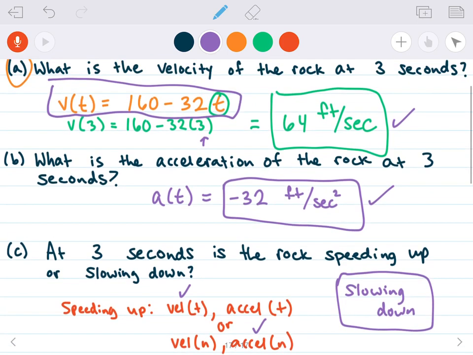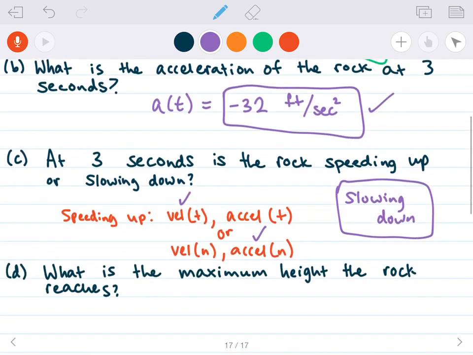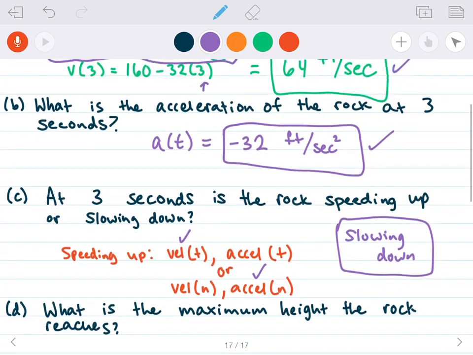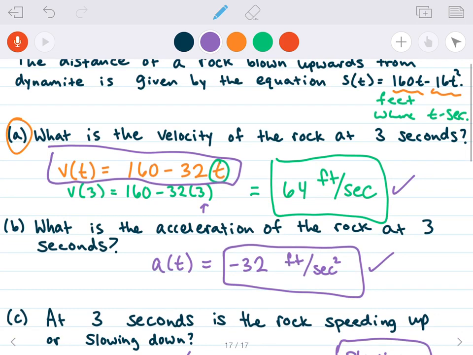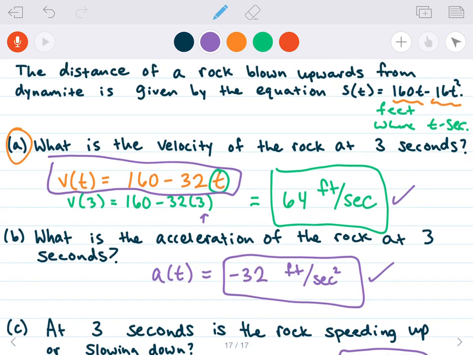Okay. What is the maximum height the rock reaches? So first of all, notice that the position function is a quadratic. The highest power on the variable is 2. And so it's going to look like an upside down parabola with some maximum. We can go in Desmos and plug this in, but how would we do this algebraically?